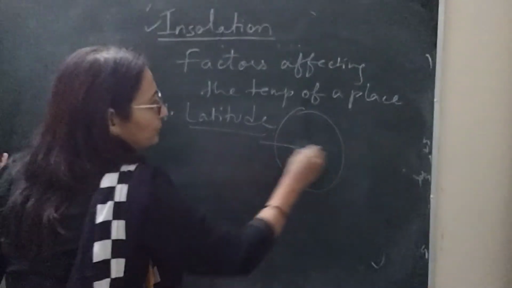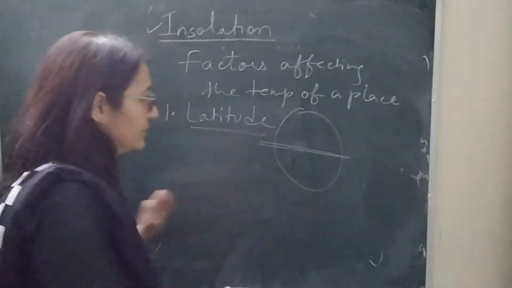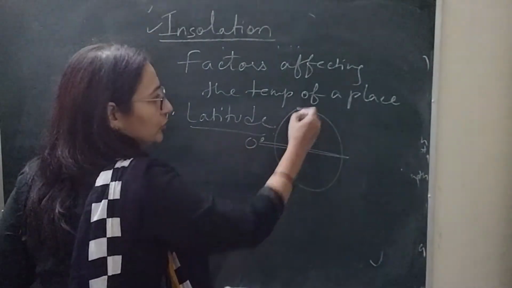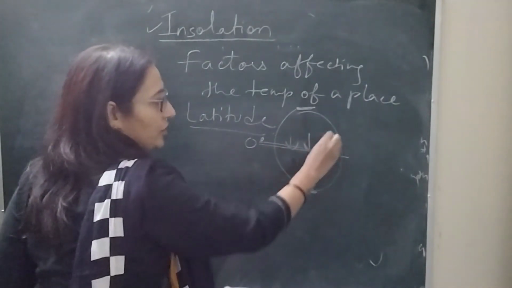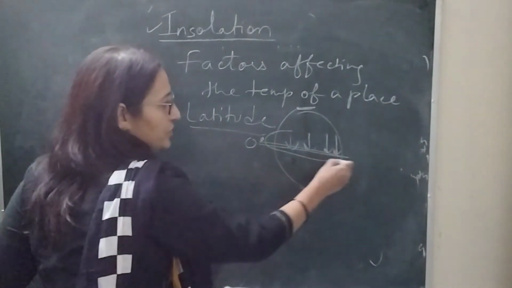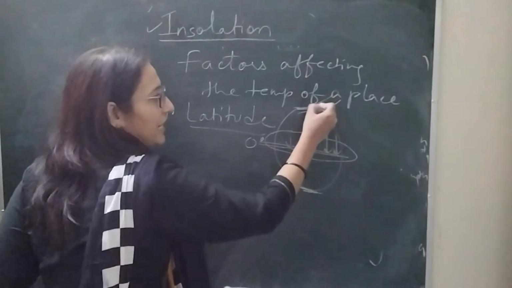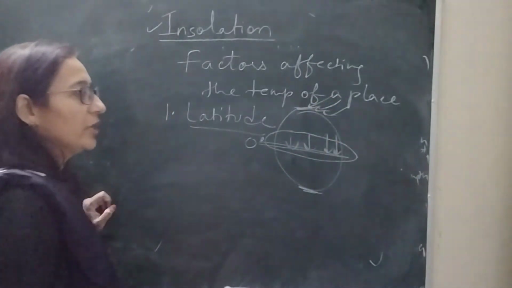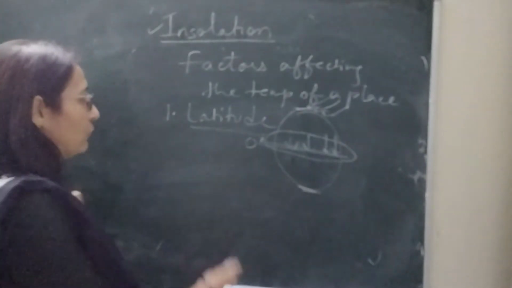As we know, low latitude means equator, and high latitude means poles. The equator receives more insolation, direct sun rays. So here the temperature is comparatively high compared to the poles, because the poles receive slanting sun rays. So here cool temperature will be there. So this is about latitude.